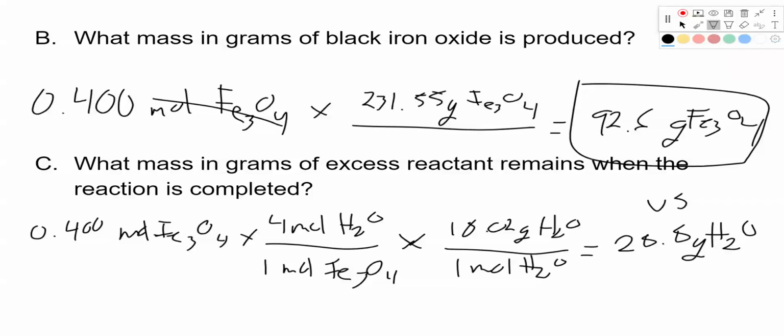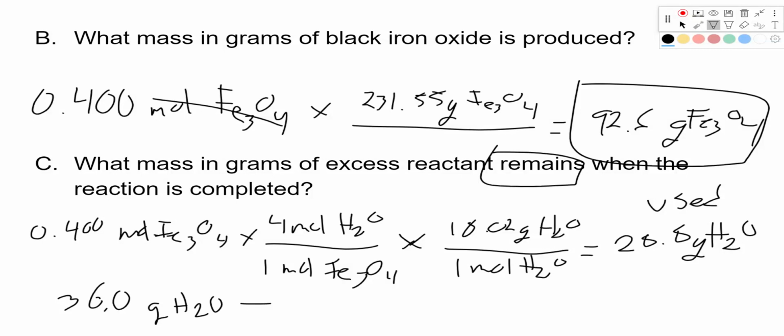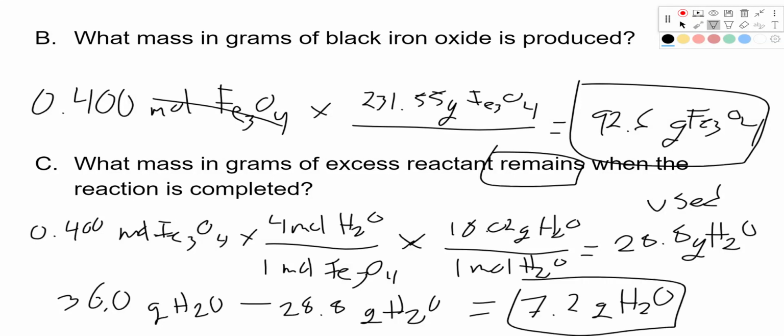This is used. They want to know remains. They want to know left over. So then it's just a simple subtraction problem. We know we started with 36.0 grams of H2O, and we're just going to subtract 28.8 grams of H2O to find out that we are going to be left with 7.2 grams of H2O. That's our leftovers.